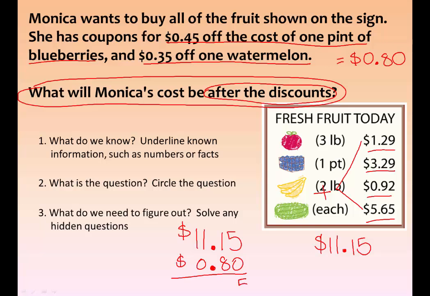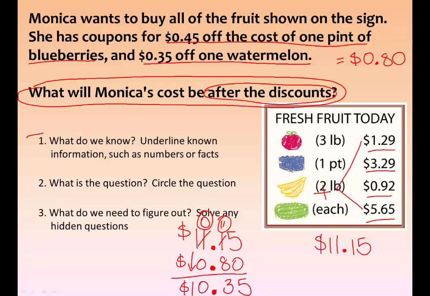5 minus 0 is 5. 1 minus 8 I can't do. Remember, the big number has to be on top. So I'm going to borrow from the next door neighbor, circle it, and turn that 1 into an 11. 11 minus 8 equals 3. Bring down my decimal. 0 minus 0 is 0, and then bring down the 1. So your final price is $10.35.